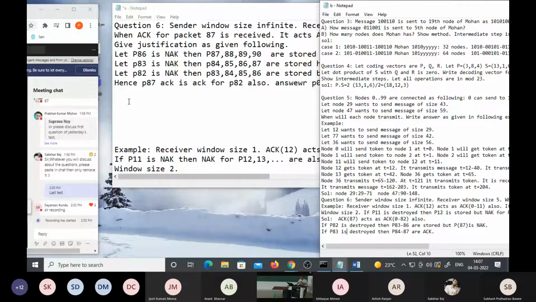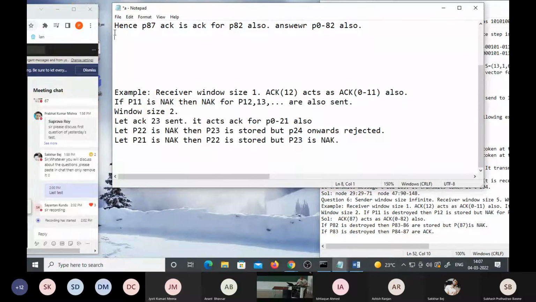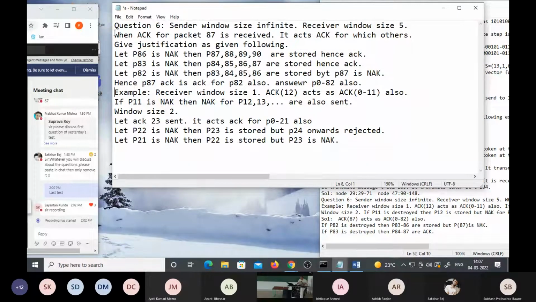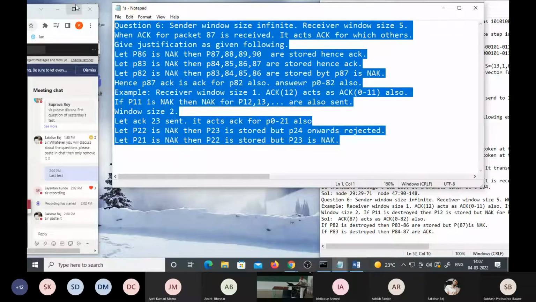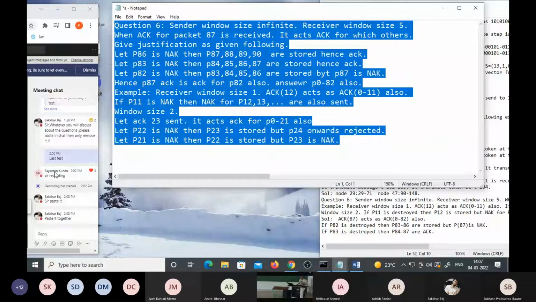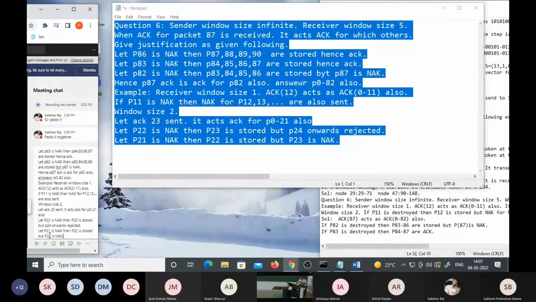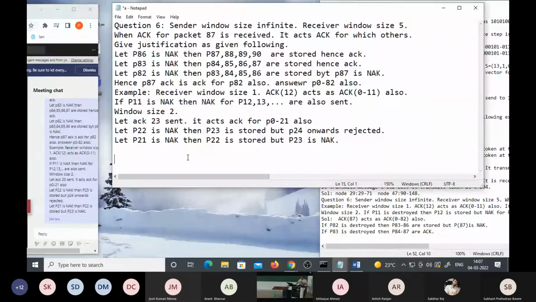So what does he want? Should I paste it in the chat, or should I paste everything together? Should I paste them separately or together? Paste it together. Okay, I am pasting it now. Now we come to question 4.